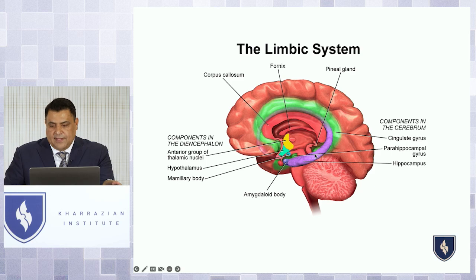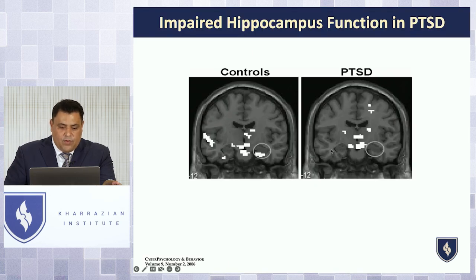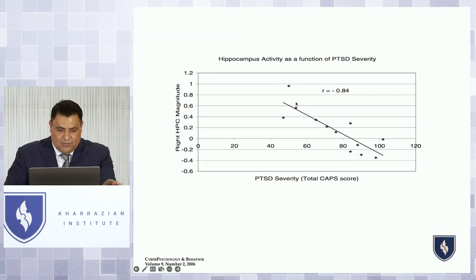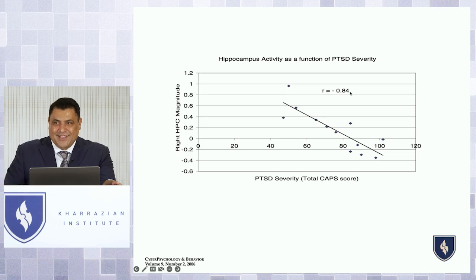And those with PTSD have atrophy of these areas of the brain. When they look at imaging studies to see what's happening in PTSD brains, they find one common thing. Those with reduced hippocampus activity show more severe PTSD symptoms. And not only did they find that the hippocampus is atrophied in PTSD patients, but the more atrophy they have, the greater the PTSD symptoms. It's a linear relationship. Look, the R value is 0.84. It's almost 1, almost like a one-to-one relationship. It's very significant. So the hippocampus is really critical.